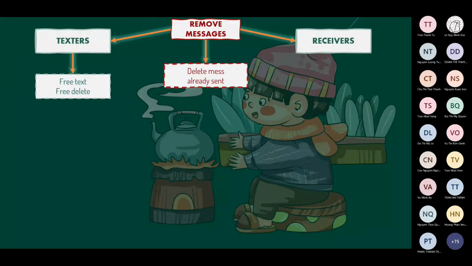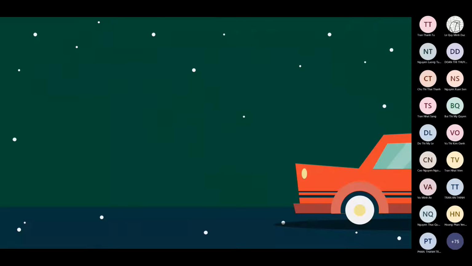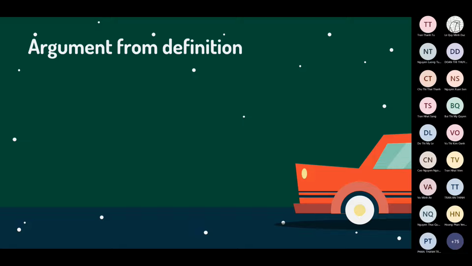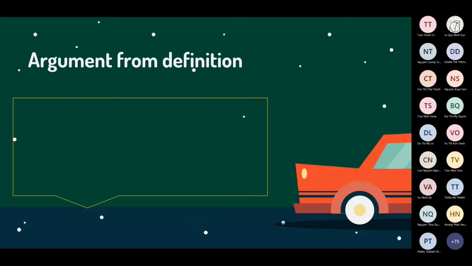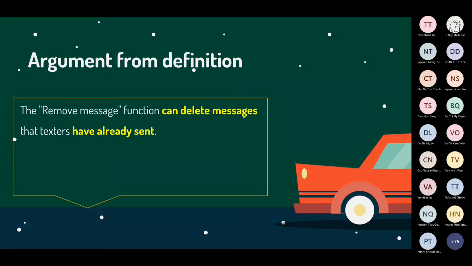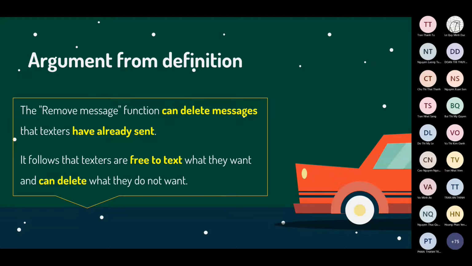As you can see, remove message is the function that can delete messages already sent. For you to understand this clearly, we will start with the argument from definition. The remove message function can delete messages that testers have already sent. It follows that testers are free to say what they want and can delete what they do not want.